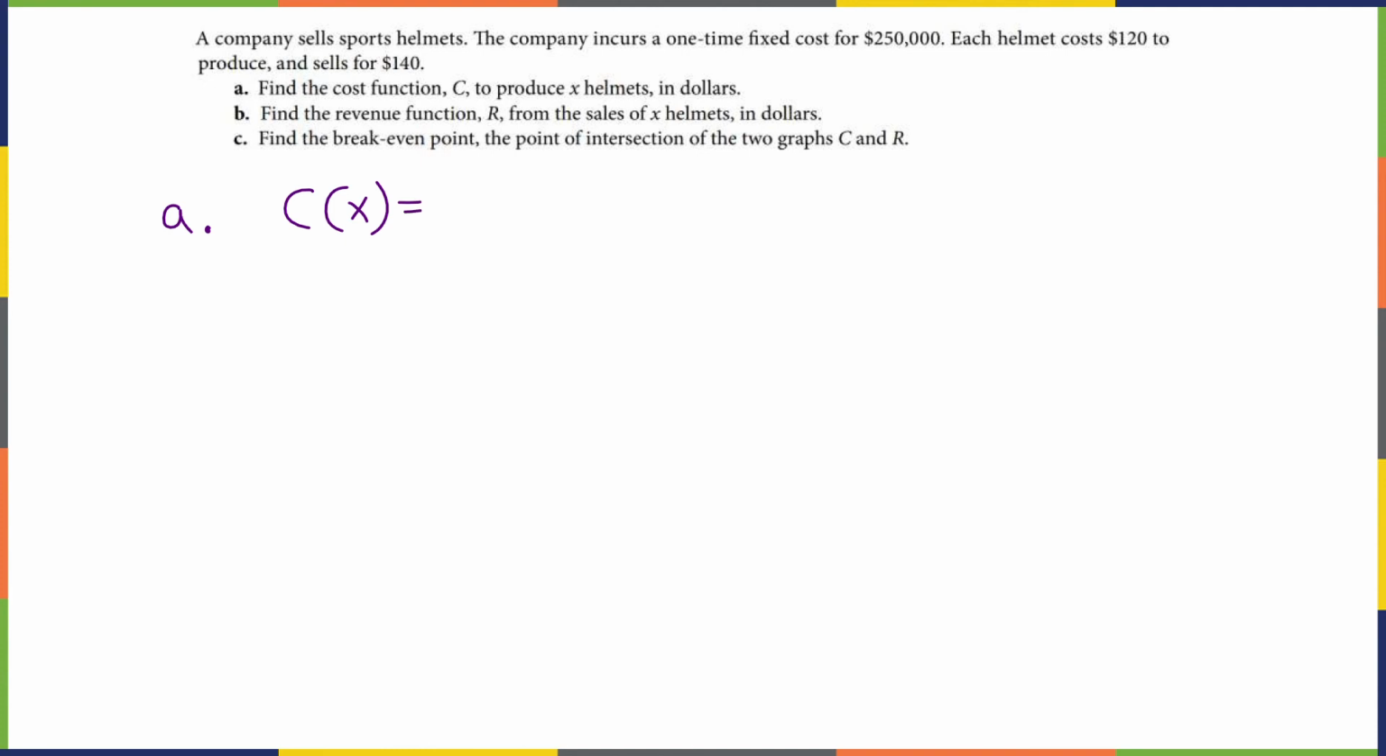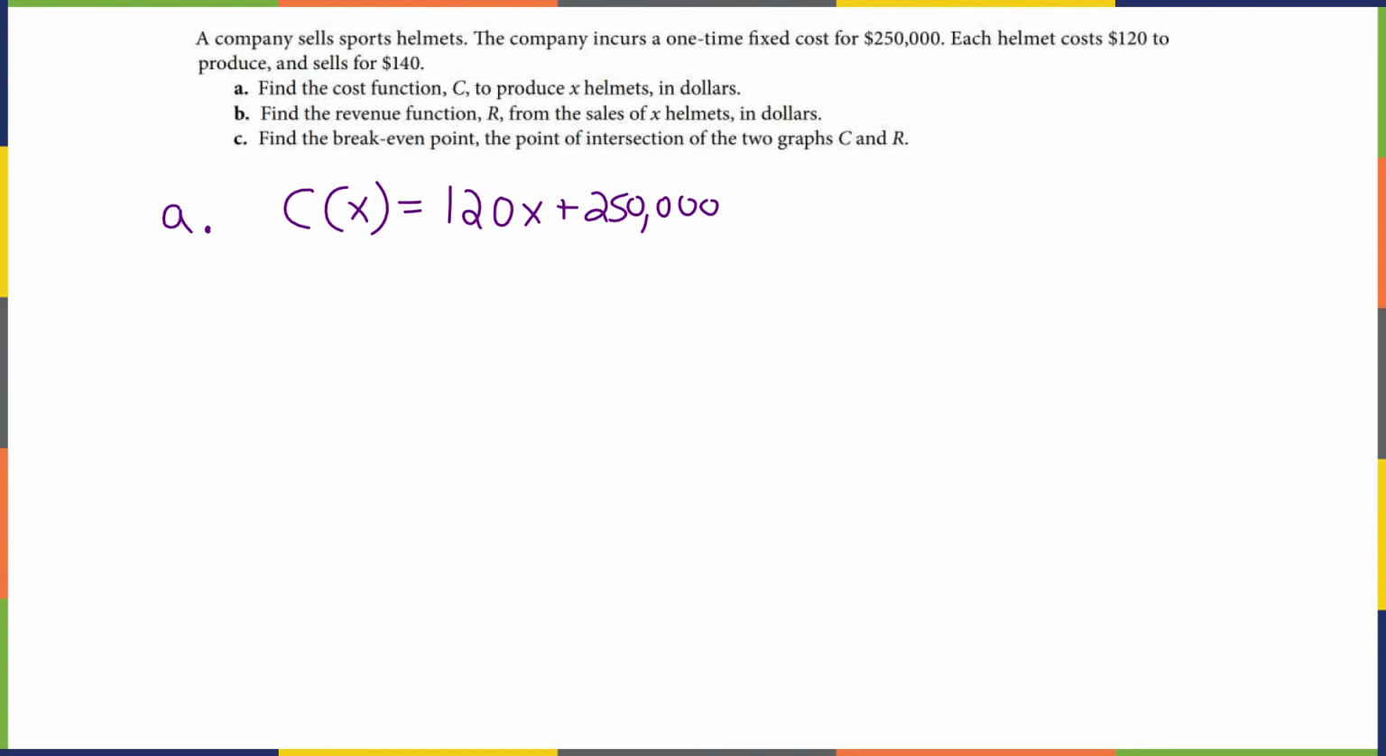We know it costs them $120 for every helmet. So we have $120 times x helmets. But they also had a one-time fixed cost of $250,000. Normally, fixed costs come from things like purchasing a piece of equipment or purchasing the factory space in the first place. So that's the sort of thing that we're talking about there.